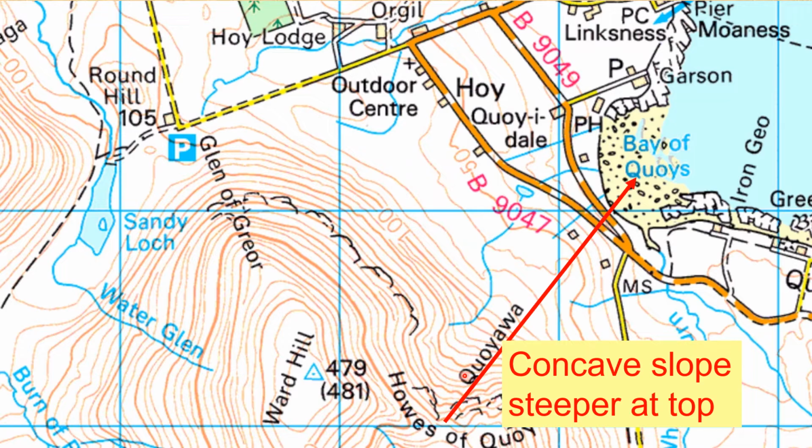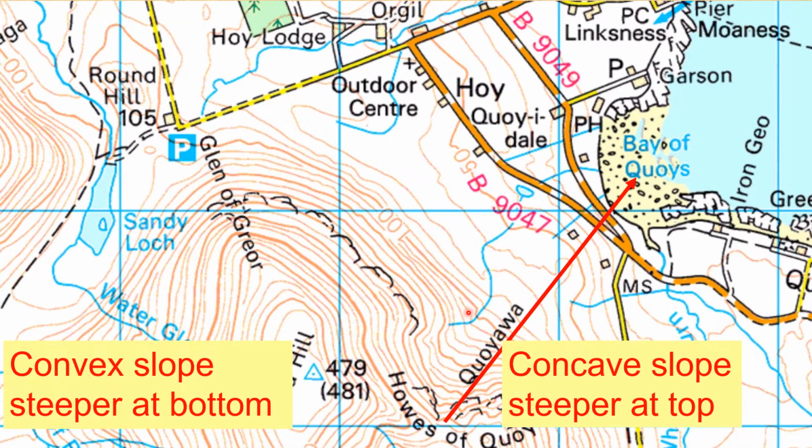So steep and then gradual would be concave. Here, gradual and then steep would be convex. Just note here, we've got a convex slope that's going through a rocky area, possibly steep grounds and cliffs.